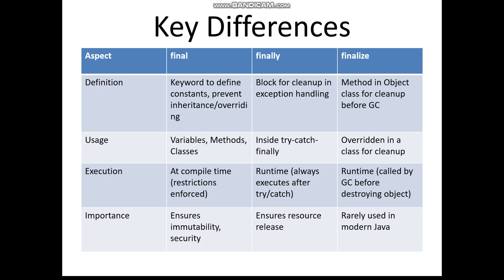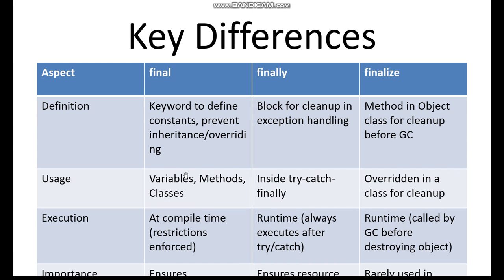Now there's a key difference chart I've created. Final is a keyword to define constants and prevent inheritance or overriding. Final either defines a constant or prevents inheritance or overriding. Then finally is a block used for cleanup in exception handling. Always remember, the finally block goes with try catch.